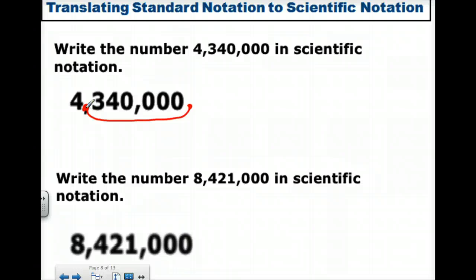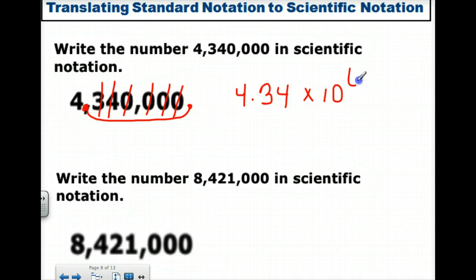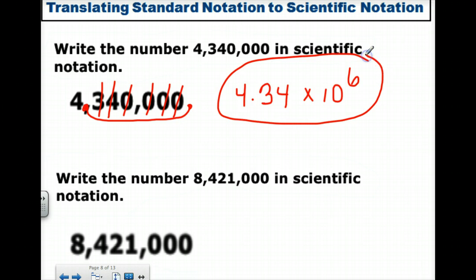Our first factor is 4 and 34/100. We are writing it in scientific notation. That means I need a power of 10. And again, let's count the teeth. How many numbers are inside our giant smile? 1, 2, 3, 4, 5, and 6. And there's our exponent. Final answer, 4 34/100 times 10 to the 6th power.